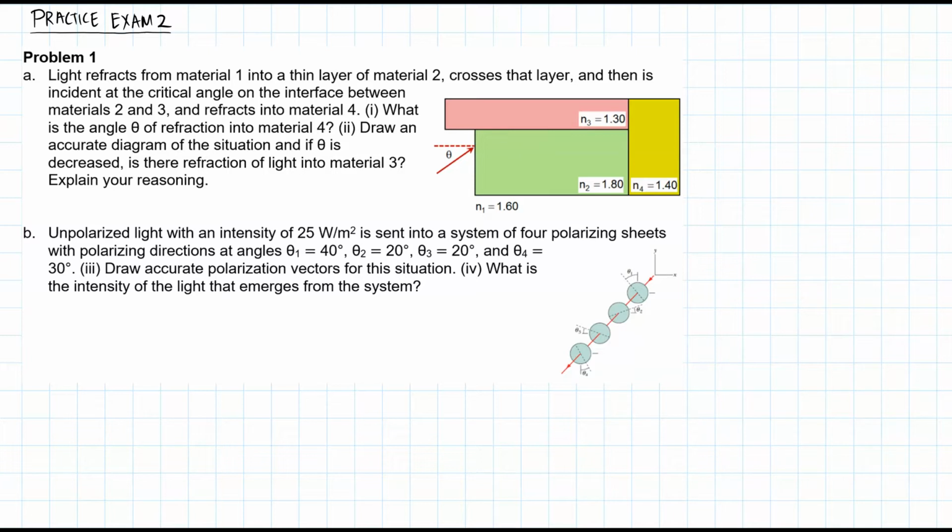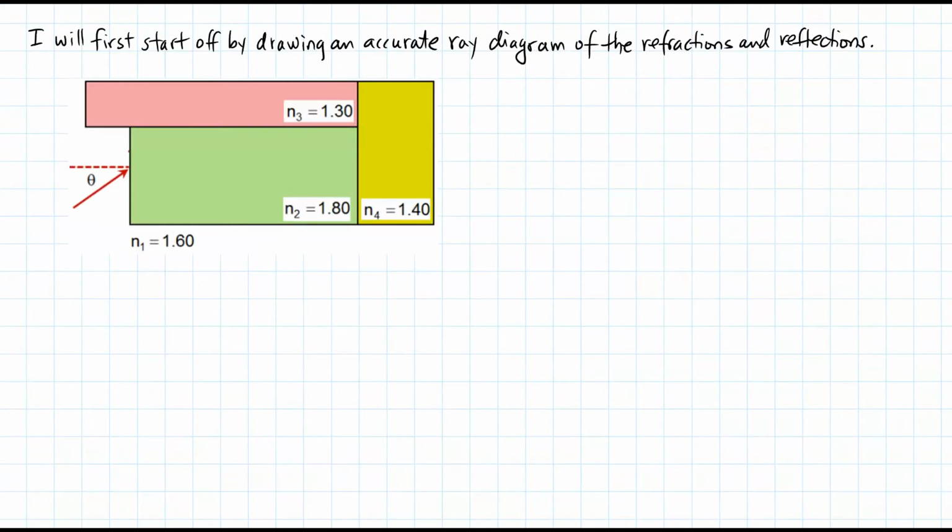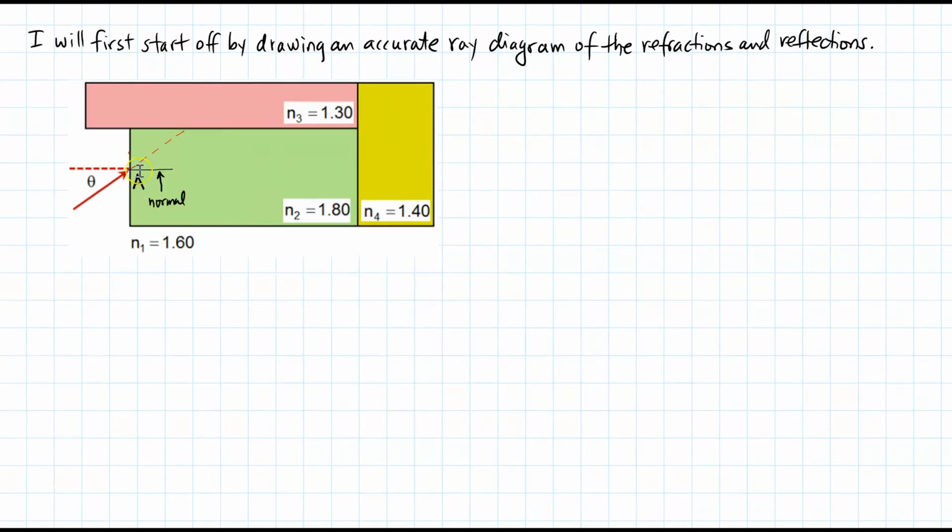II. Draw an accurate diagram of the situation, and if theta is decreased, is there refraction of light into material 3? Explain your reasoning. I will first start off by drawing an accurate ray diagram of the refractions and reflections for this part. So I first draw in my normal. I label this first point A, and this is the angle that the ray would go in if there was no change of index of refraction between 1 and 2.